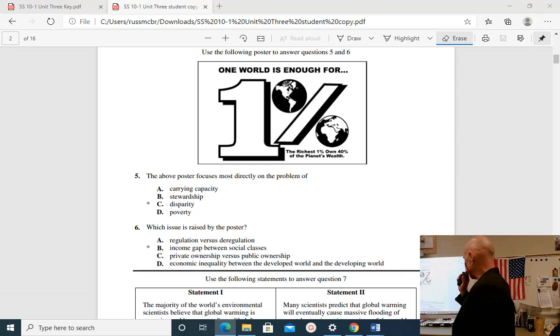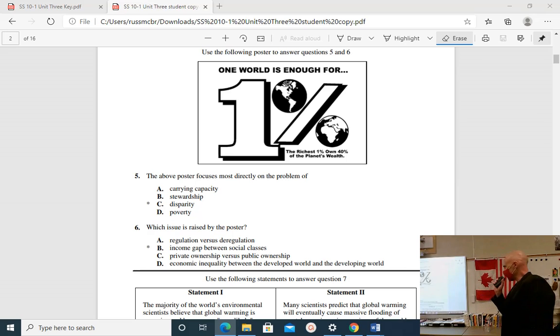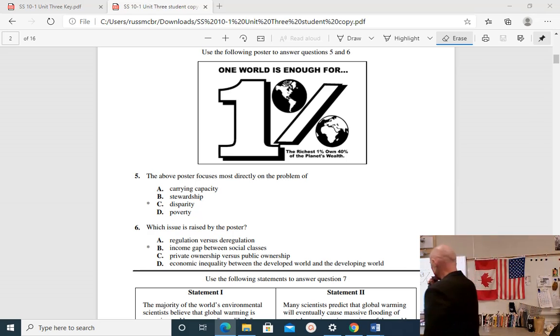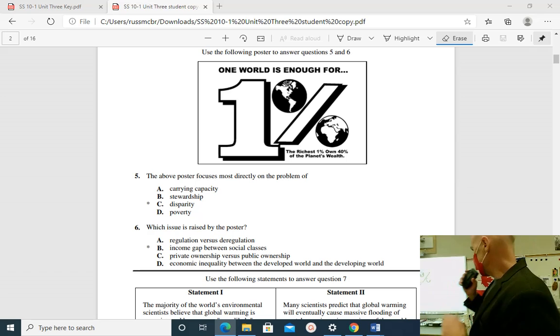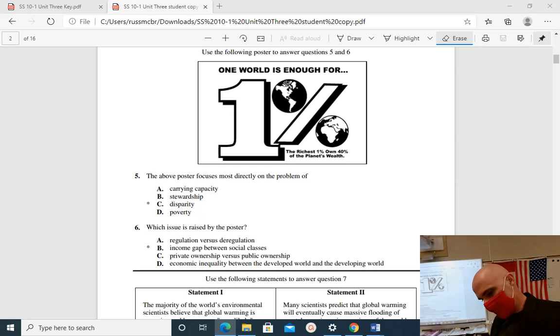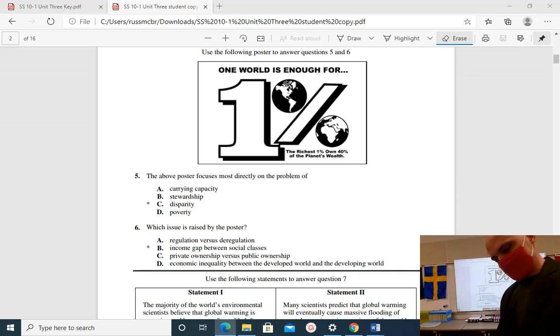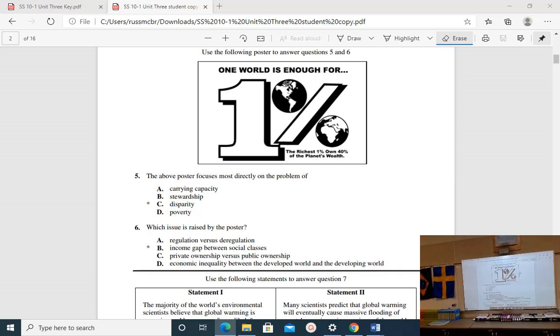So looking at number 5, the above poster focuses most directly on the problem of. So before I look at the source, I would always read the question. So first step is always read the question. Always read what we call the stem and say, okay, why am I looking at the source? So here the stem says the above poster focuses most directly on the problem of. And then there's 4 options. And I might consider the differences between the 4 options before I look at the poster as well.